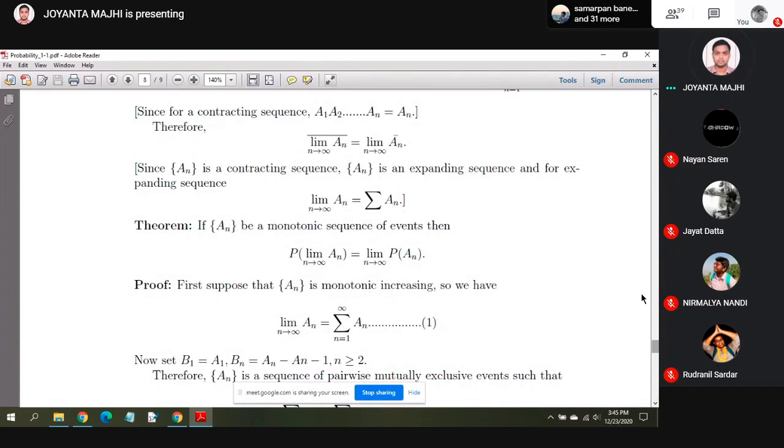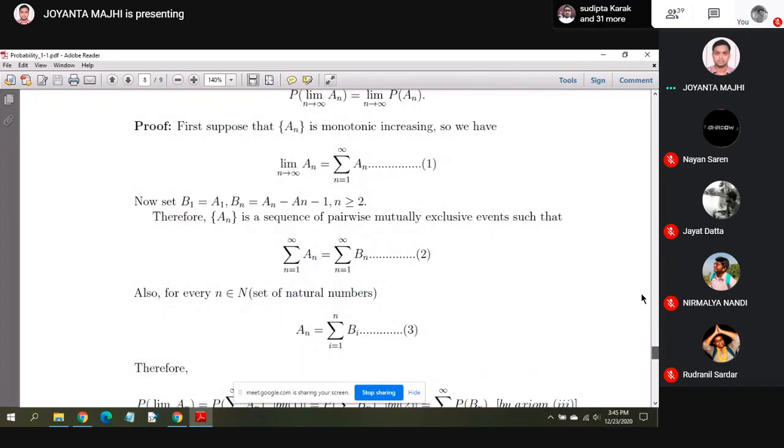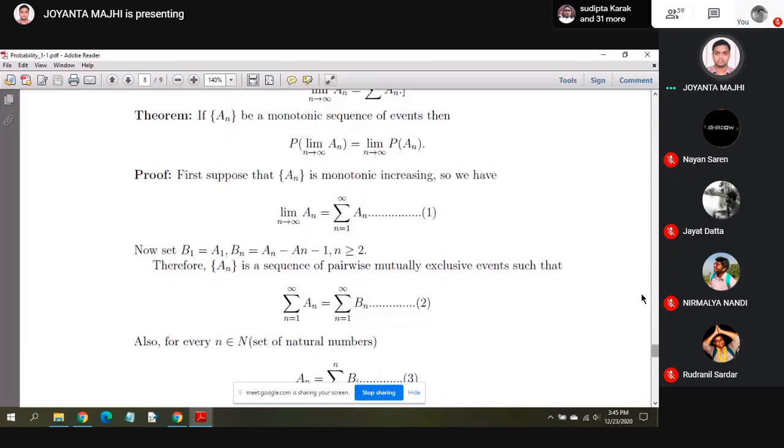Okay, now you try to prove this. Here it says that a_n is a monotonic sequence, that is, either monotonically increasing or monotonically decreasing. First we consider that we only prove it for a monotonically increasing sequence. Therefore we say that a_n is a monotonically increasing sequence. As a_n is monotonically increasing, that is, a_n is an expanding sequence. As a_n is an expanding sequence, the limit as n tends to infinity of a_n is equal to the union of a_i, i equal to 1 to infinity.